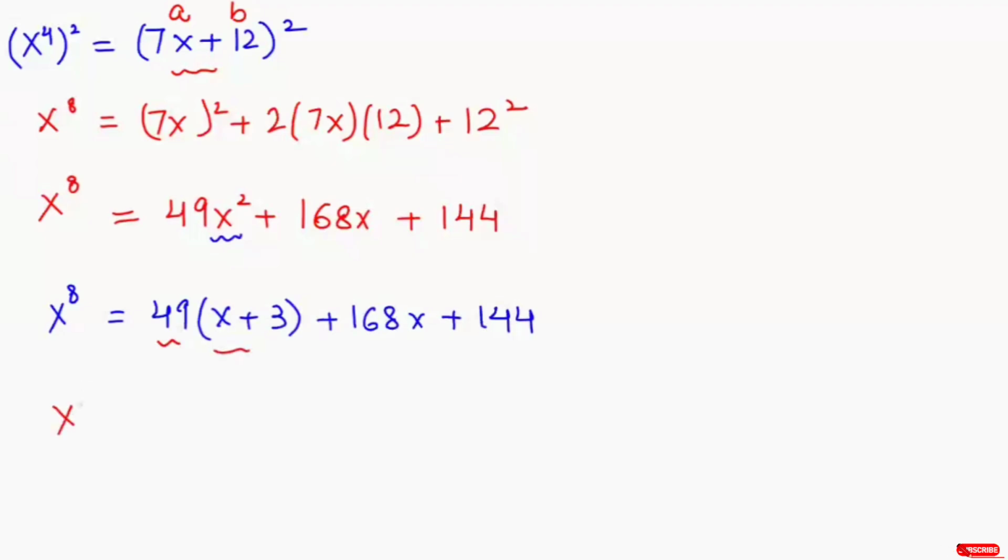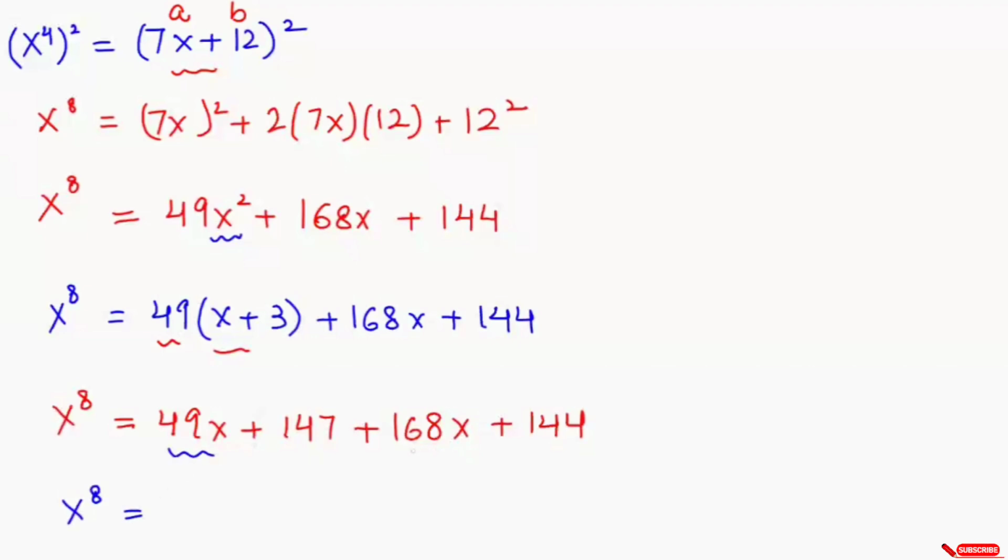So here x to the power of 8 is equals to 49x, and 49 3 times give us 147, plus 168x plus 144. I'm going to add up the like terms here. x to the power of 8 is equals to 49 plus 168 is equals to 217x, plus now this 147 plus 144 is equals to 291.